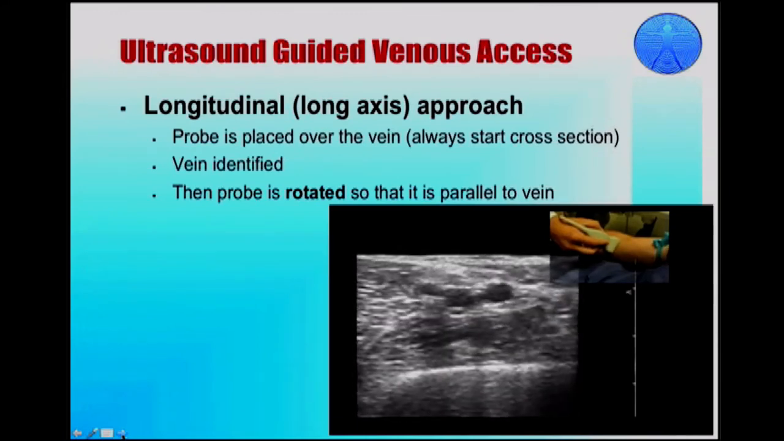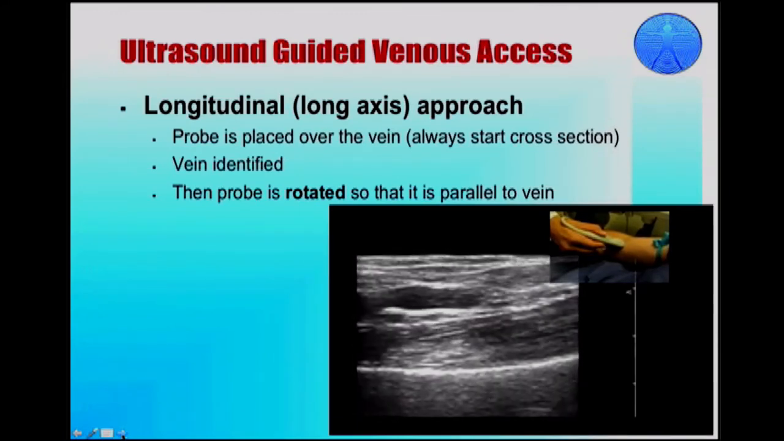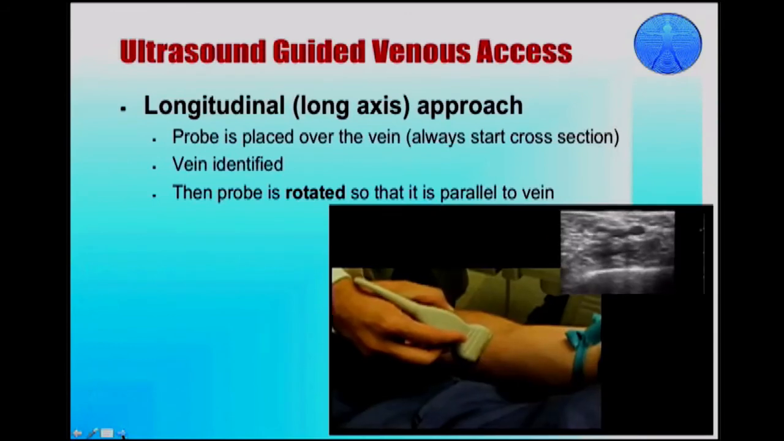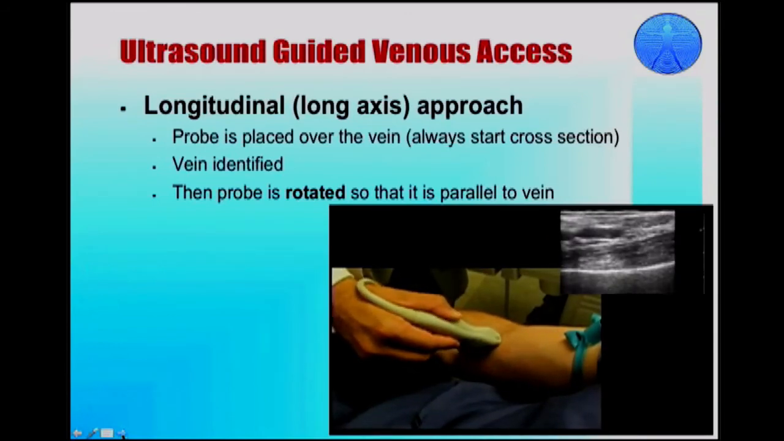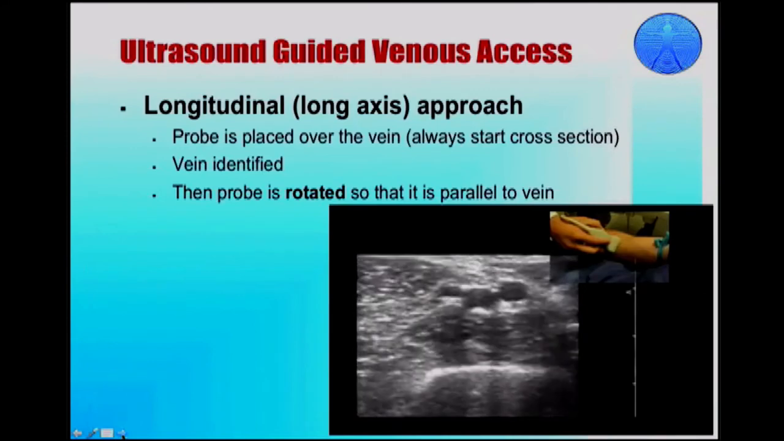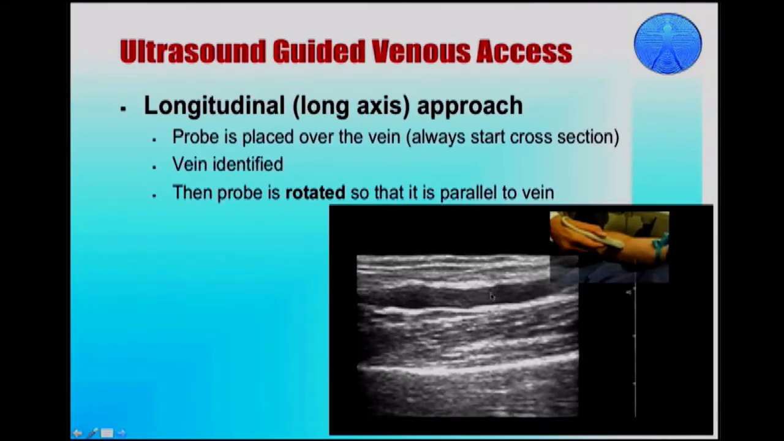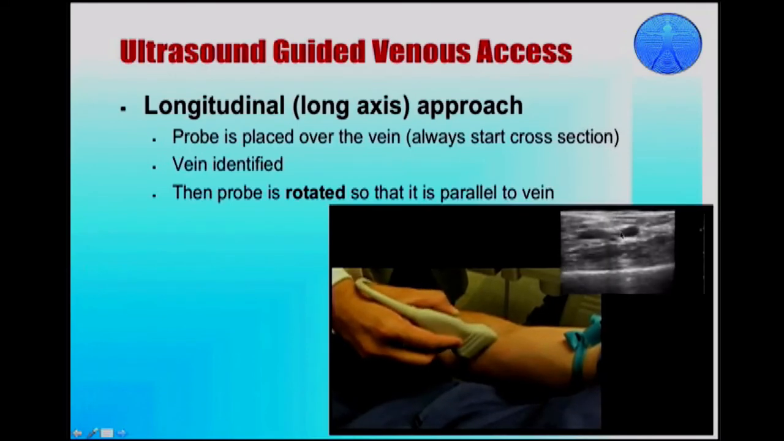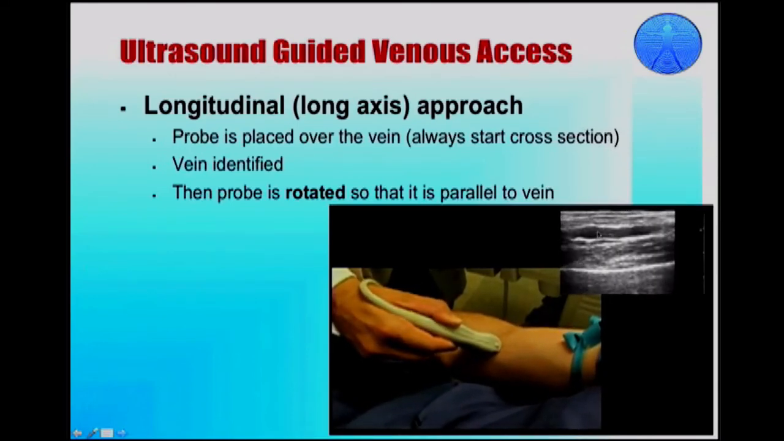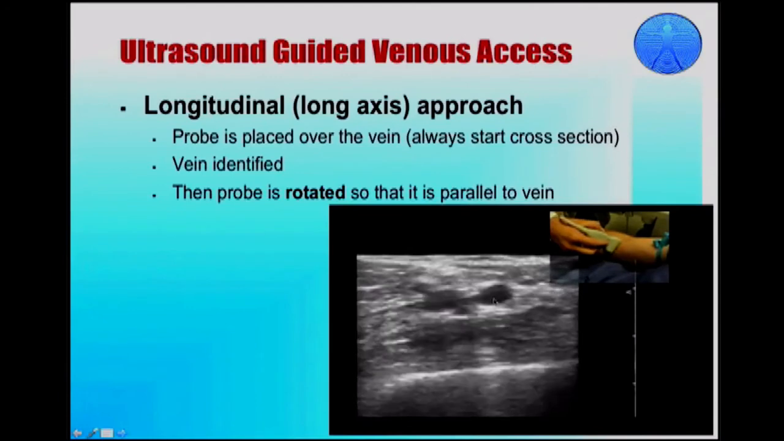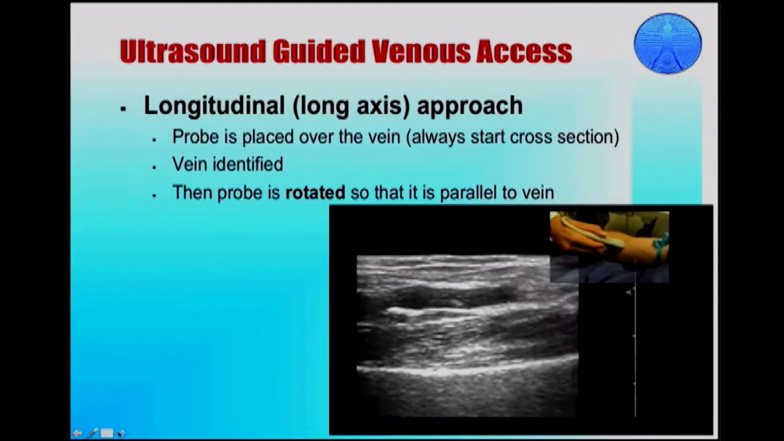Alright, but the most difficult part of this procedure is actually rotating from short axis, or cross-sectional, to long axis. Alright, and this takes a lot of practice. Notice how he is rotating slowly. You keep the vessel that you're interested in on the screen the whole time, because once you identify it in cross-section, you can't re-identify it in longitudinal.